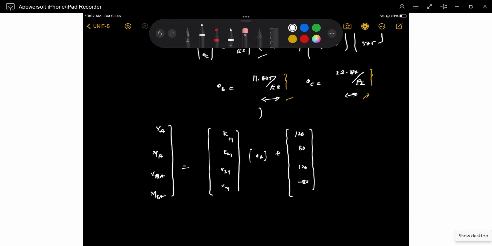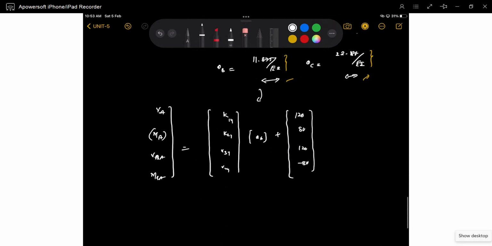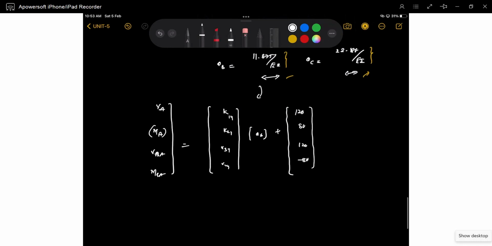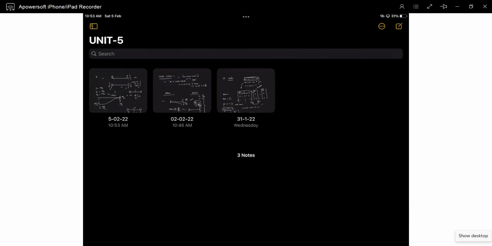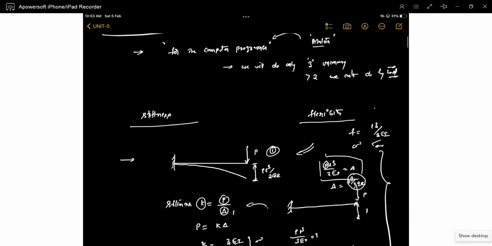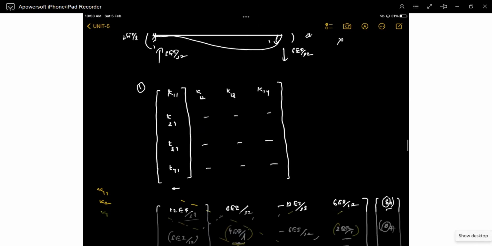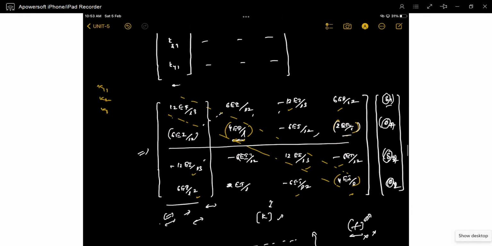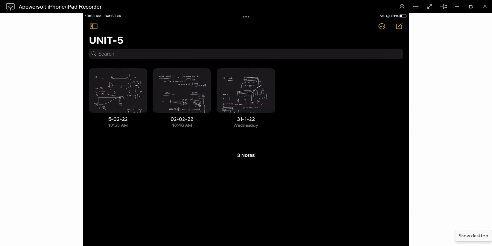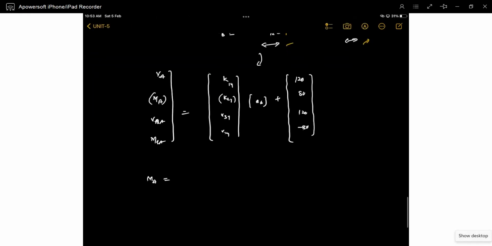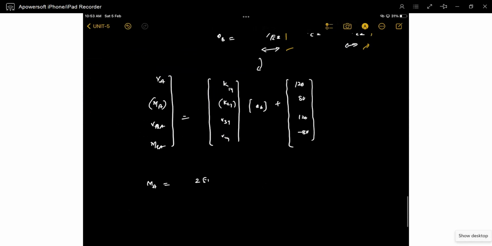Theta B. Okay, so what is MA? What is MA? That is important, no? If you know the MA, you can do the problem by your hand. Once more, what is MA? K24 is what? The matrix K24 is what? 2EI by L. Okay, 2EI by L.